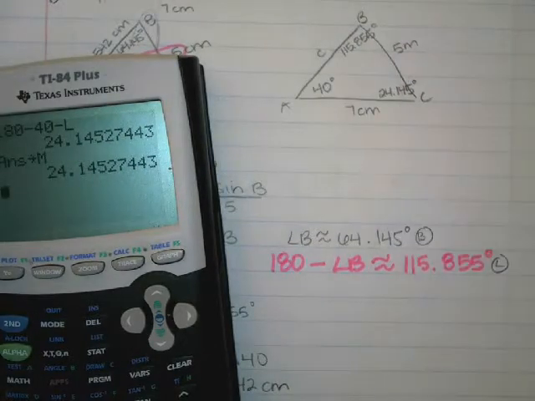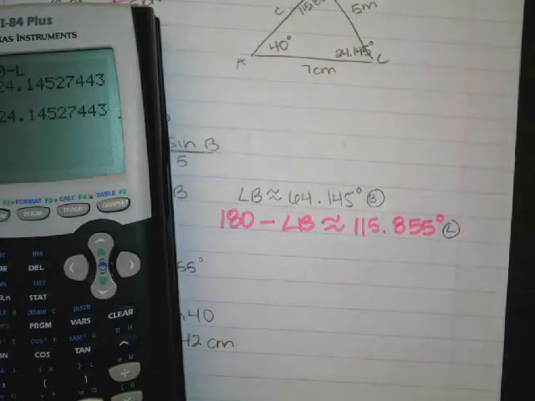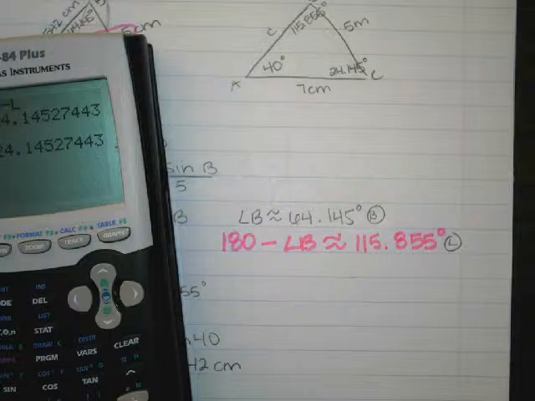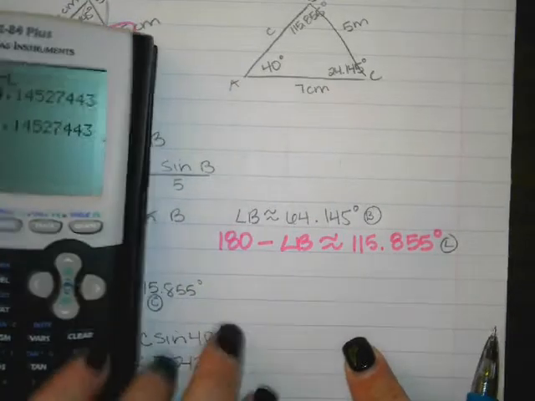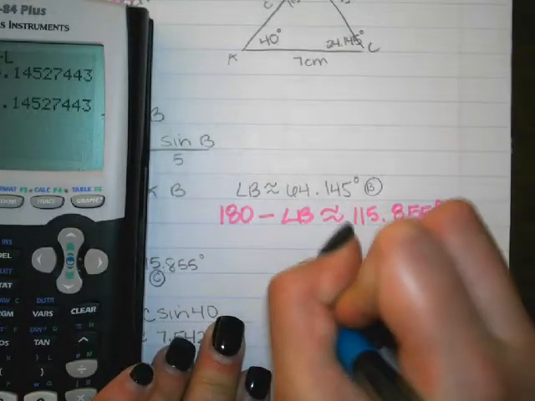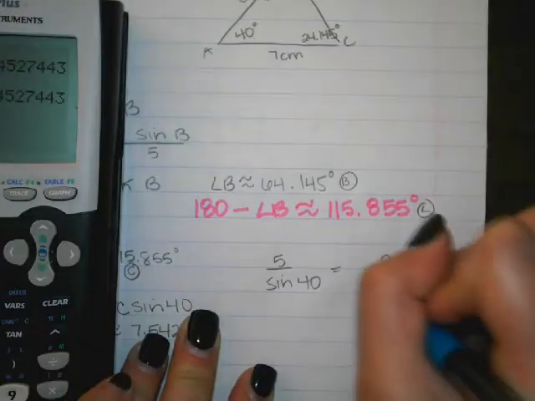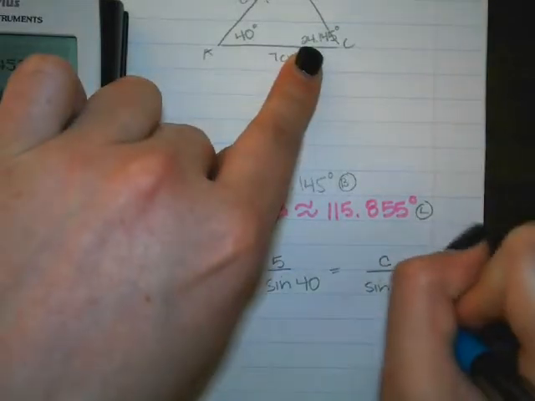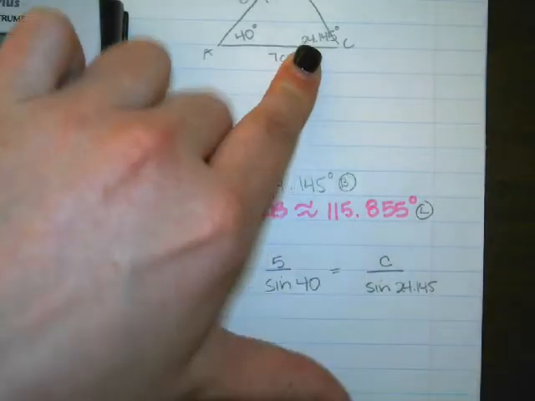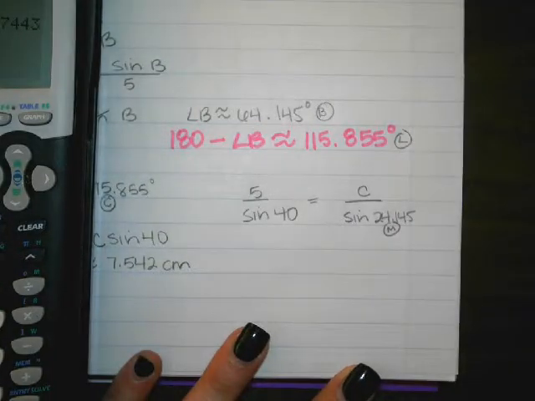We have side C that we're trying to solve for. What do we cross multiply? We have to set up the problem, right? Because I don't have any of that written down anymore. So now I'm going to say 5 over sine 40 equals C over sine, and this time angle C is 24.145, which is what we stored as M. And now we should cross multiply.